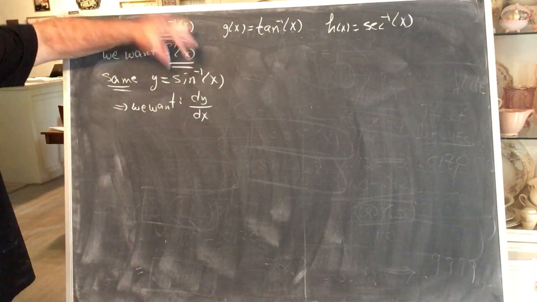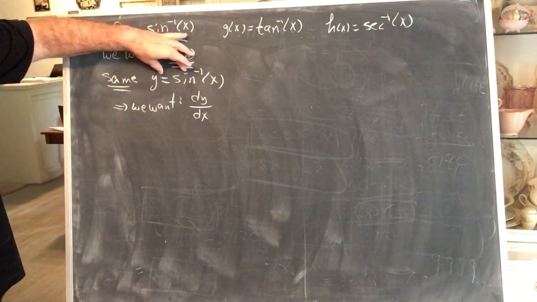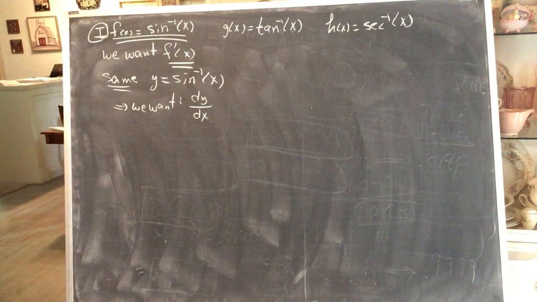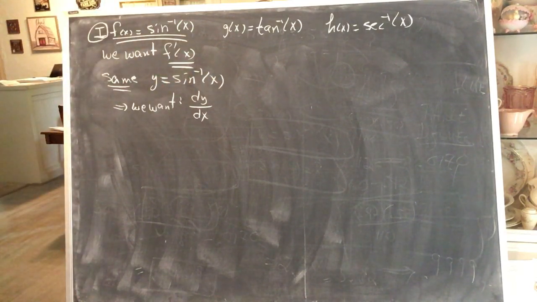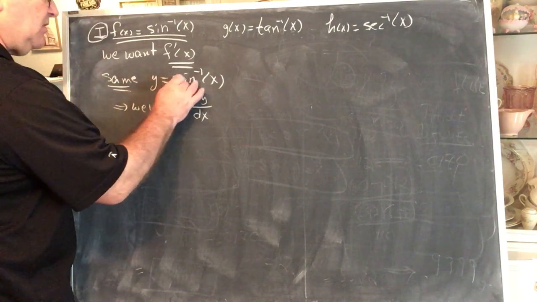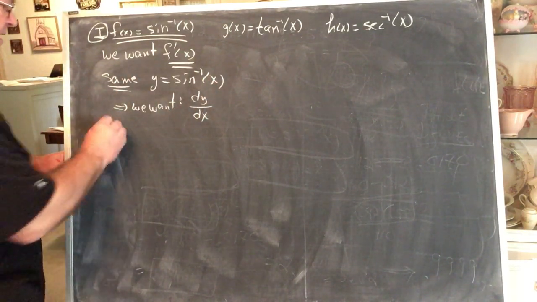This is going to be a function. In this case, this is a function, but we're going to change this into an equation relating x and y, and we take the derivative in that equation form. That's the implicit differentiation procedure we're going to be talking about. So, we're going to write this as y is equal to sine inverse of x.